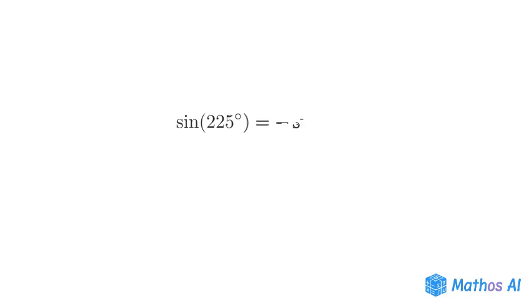Since 225 degrees is in the third quadrant where sine is negative, we take the negative of the sine of its reference angle.